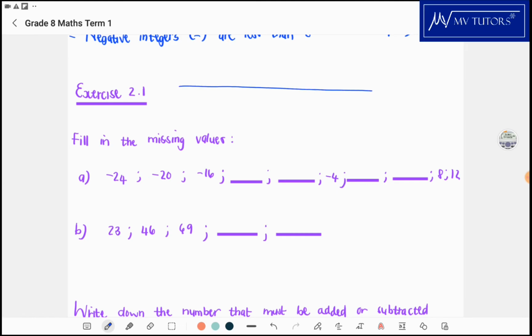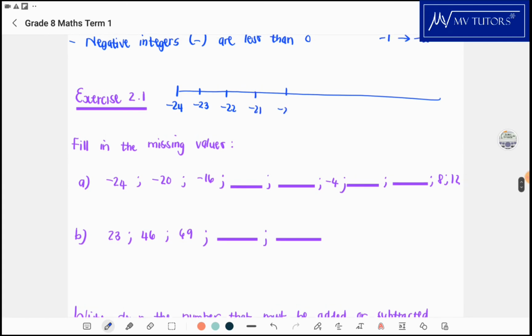Another thing about this topic, it is actually quite good to have a number line, especially at the beginning when you're trying to make sense of this. So let's say you have -24, -23. Remember, -23 is higher than -24. So let's go this way and see what happens. Let me just stop here. From -24, how many steps did I have to take to get to -20? So 1, 2, 3, 4.